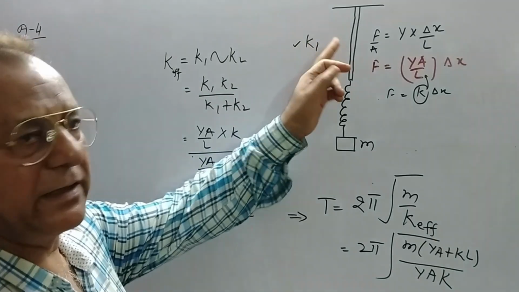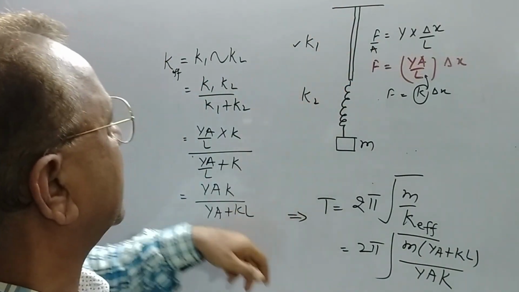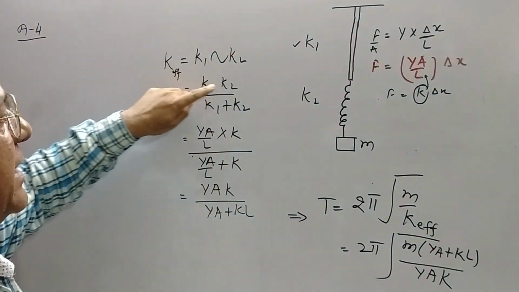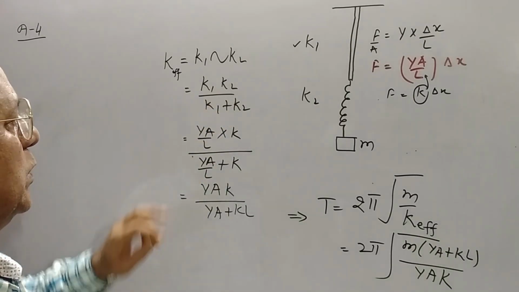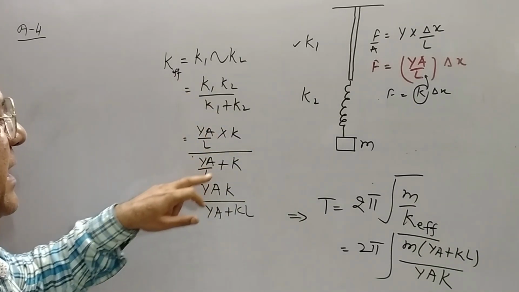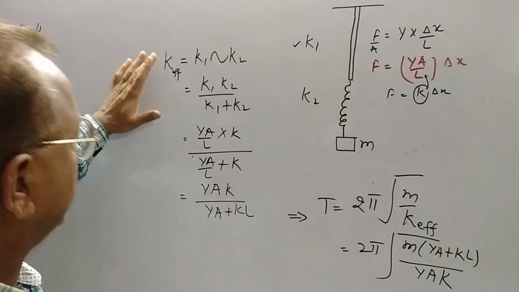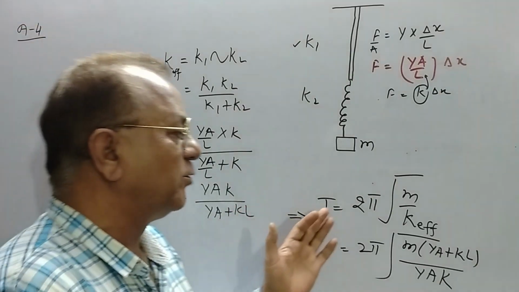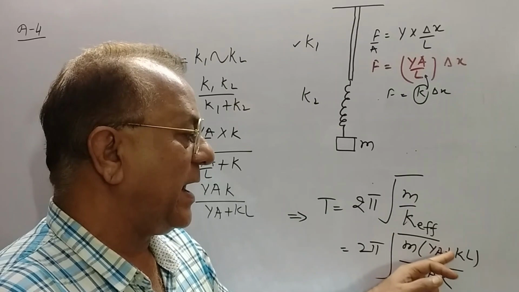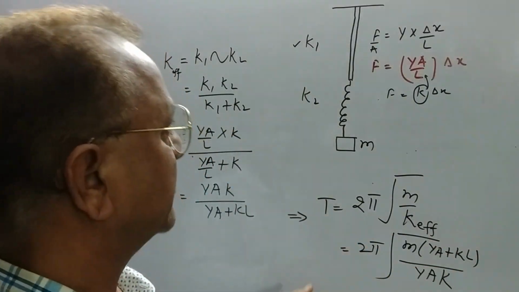Now this is a case of a rod then a spring. That is a case of series combination of rod and spring. So this gives you K1 K2 upon K1 plus K2. K1 is YA by L into K, upon YA by L plus K, that is YAK upon YA plus KL. This becomes K effective. Therefore, time period is equal to 2 pi root M upon K effective, 2 pi root M times YA plus KL divided by YAK. This is the answer.